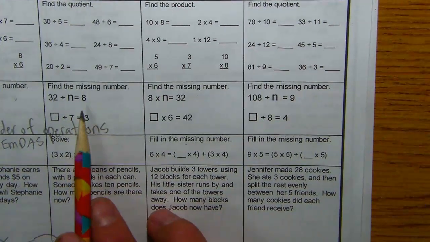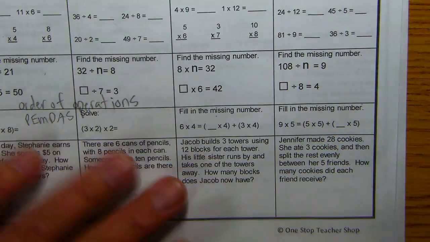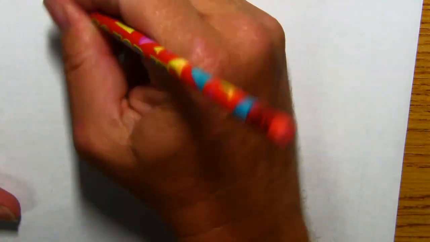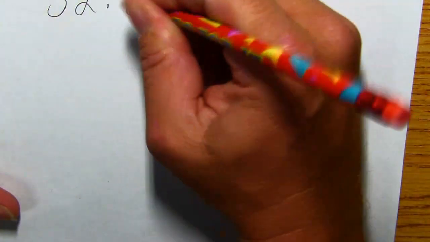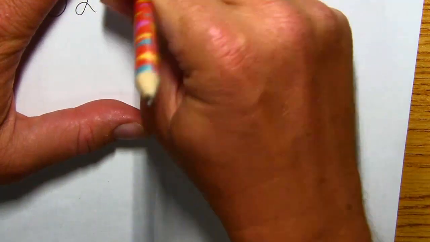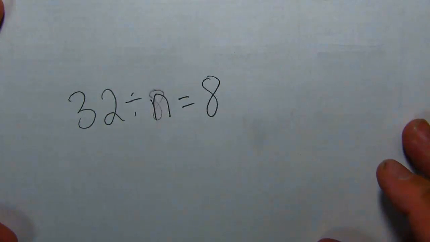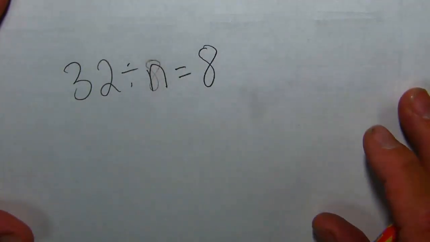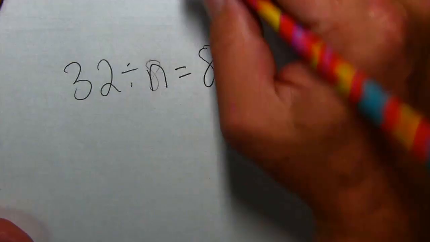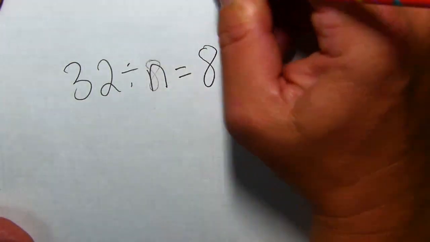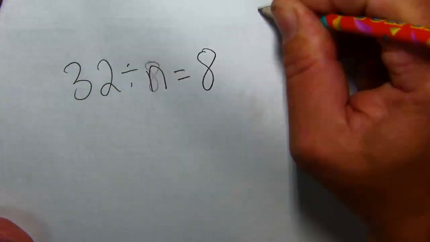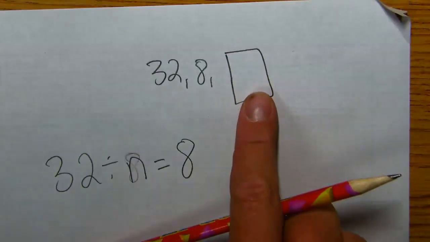Okay, rounding. Next, we were going to do find the missing number. 32 divided by n equals 8. Okay, 32 divided by n equals 8. Now, if you know your multiplication tables, you can see a fact family here. 32, 8. There's only a couple different numbers that it could be.